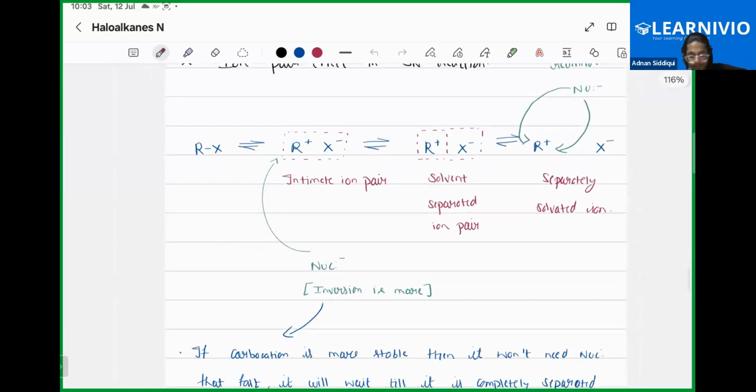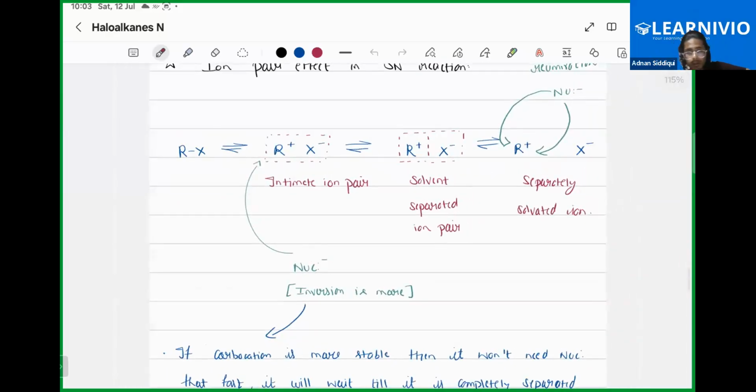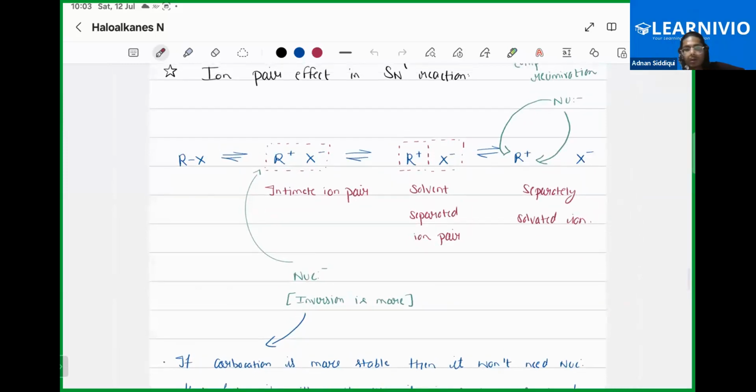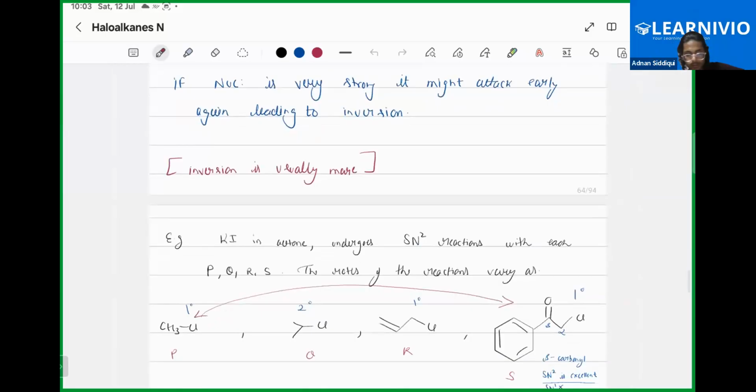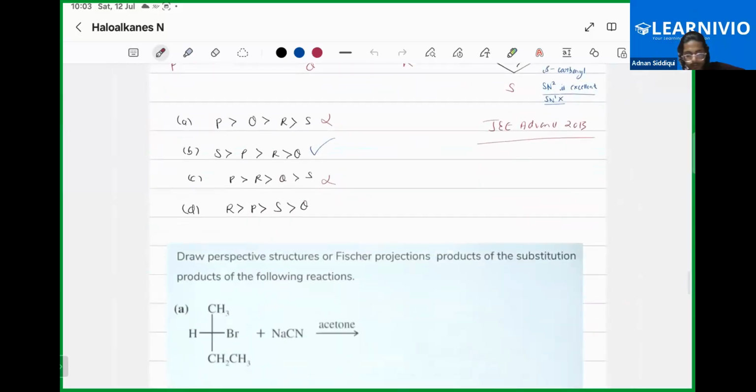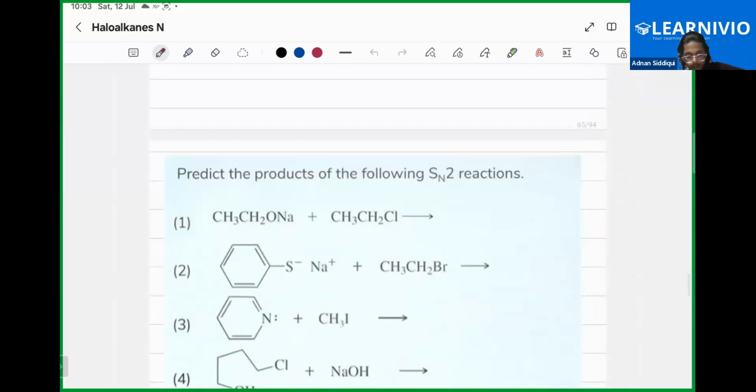What is happening basically? Have we discussed this one or not? SN1 reaction, ion pair one. Yes, sir, we discussed this. This question, okay.